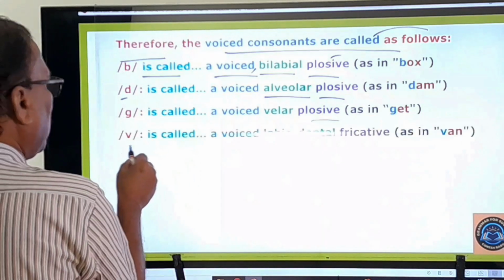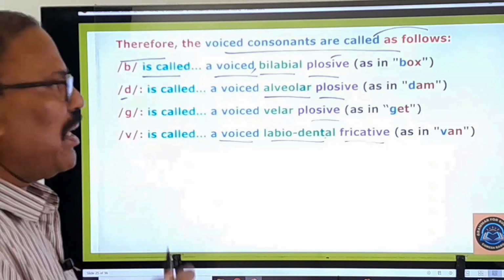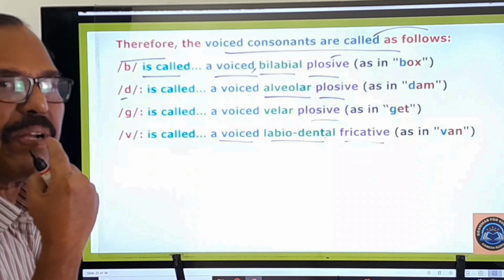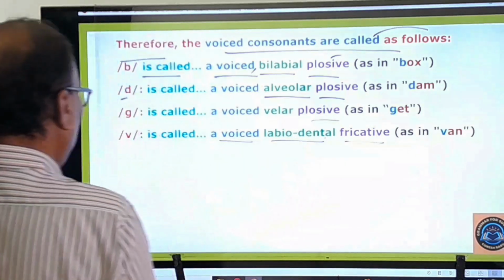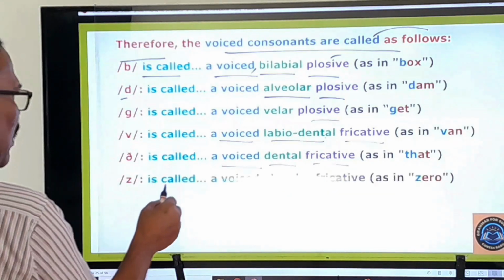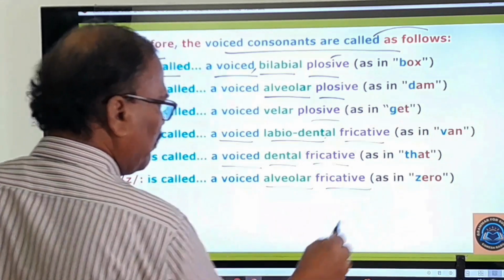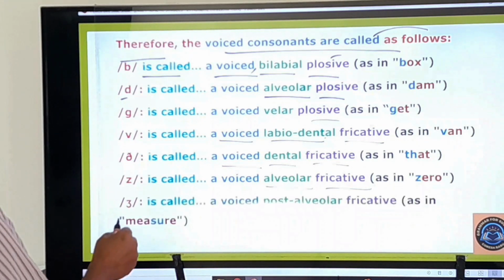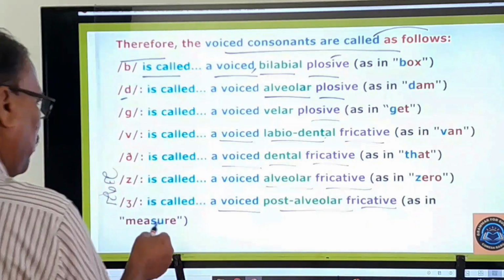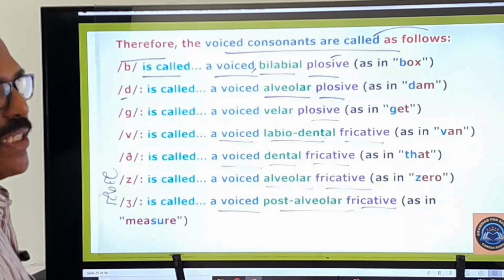And here va is called a voiced labiodental fricative. Labiodental means the upper teeth touch the lower lip. So fricative, a voiced one. And here the is a voiced dental fricative. And here za is called a voiced alveolar fricative. And here zha is called a voiced post alveolar fricative, as in measure. So I have given the other names of these voiced consonants also.